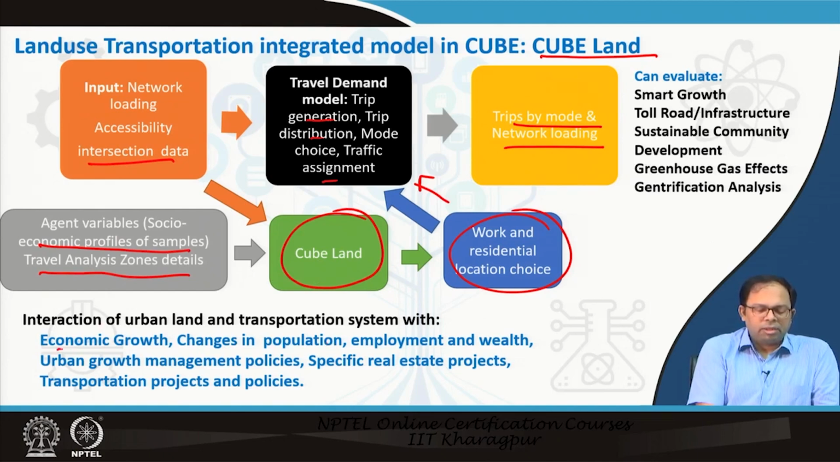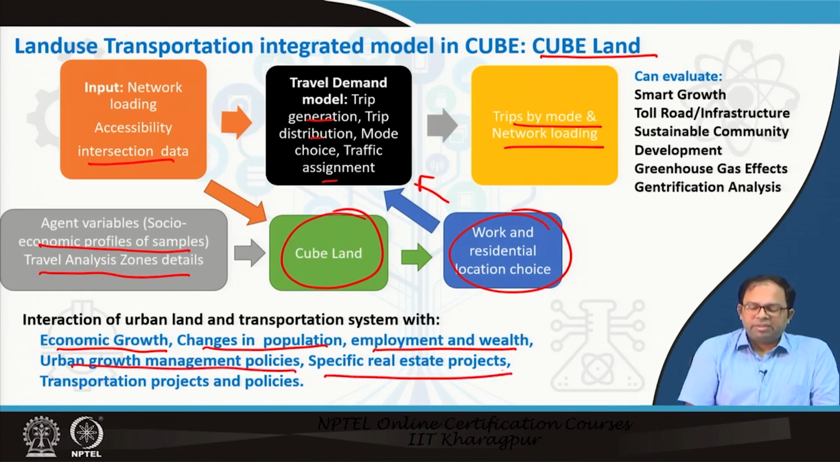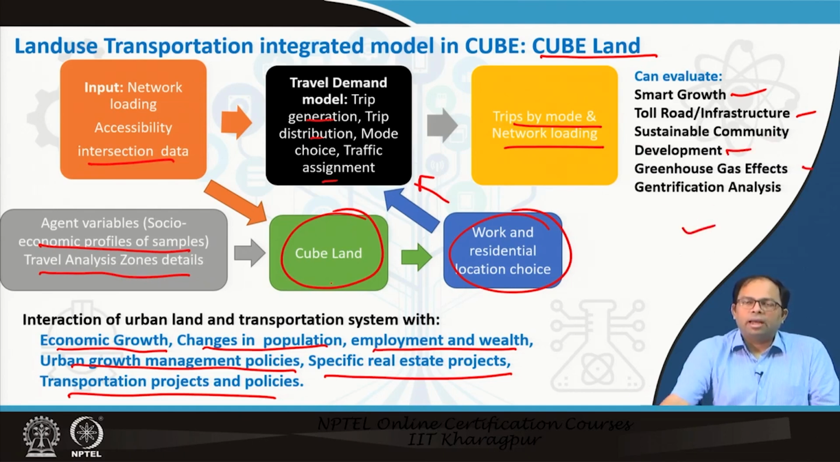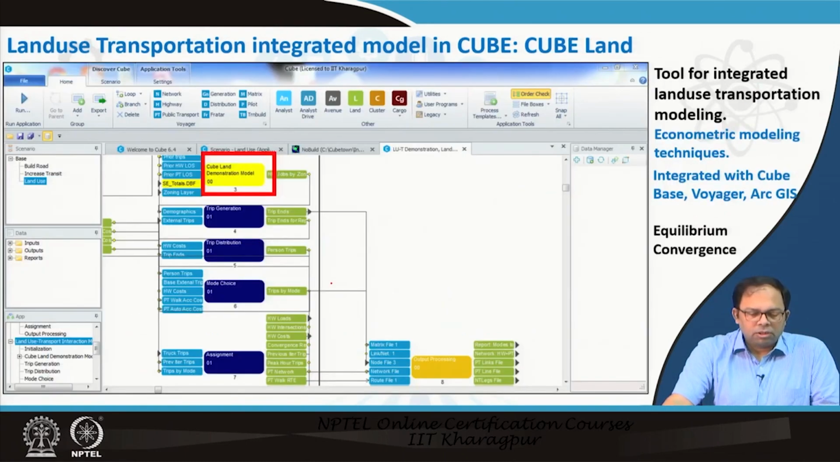Cube Land can consider economic growth, changes in population, employment and wealth in a particular area, then urban growth management policies, specific real estate projects, and transportation projects. So this could be handled by Cube Land, and we can evaluate different smart growth principles and toll road infrastructure, if we want to introduce those, what effect it will have. Sustainable community development, greenhouse gas effects, and gentrification analysis could also be analyzed using Cube Land. So this is how Cube Land is placed in the overall framework.